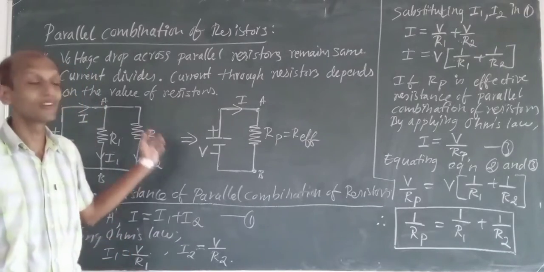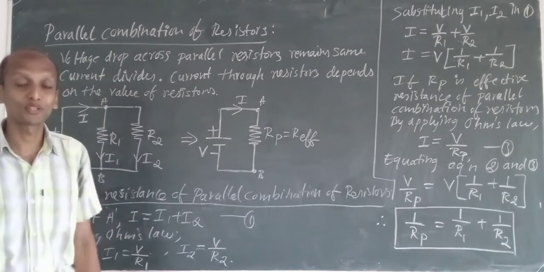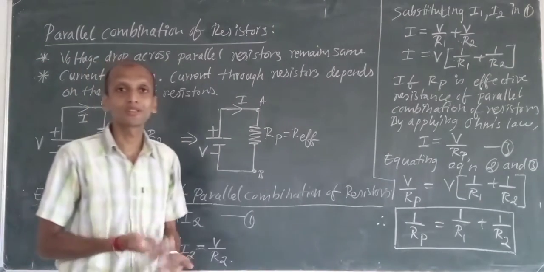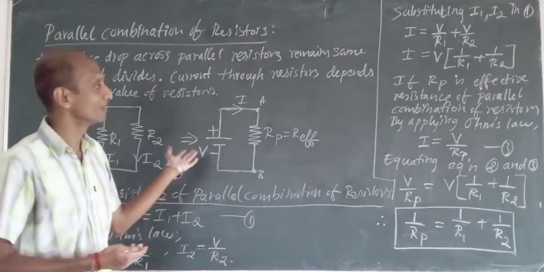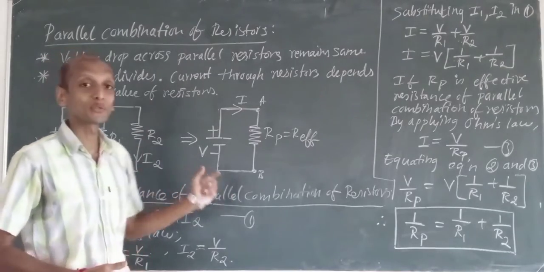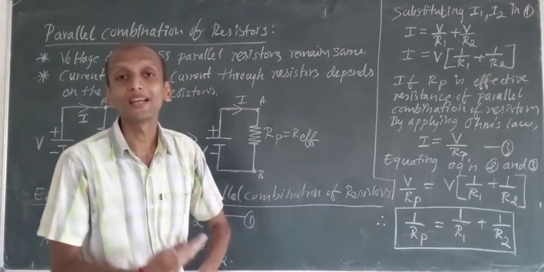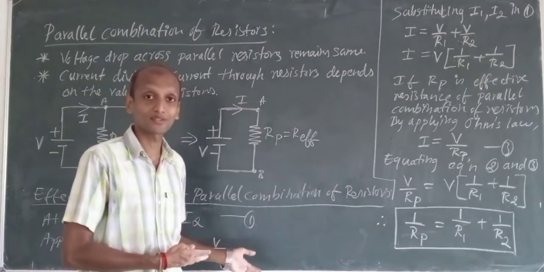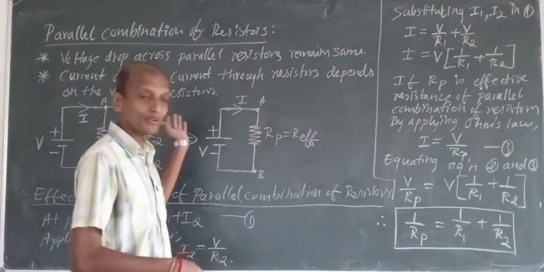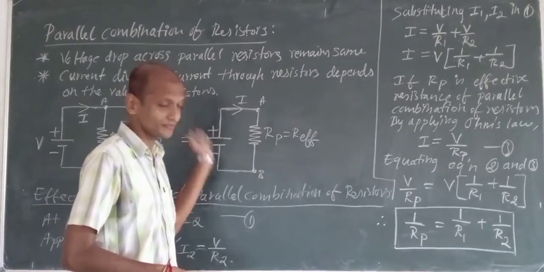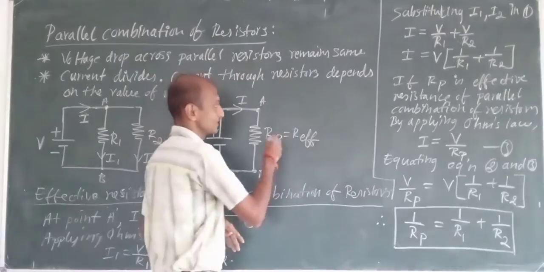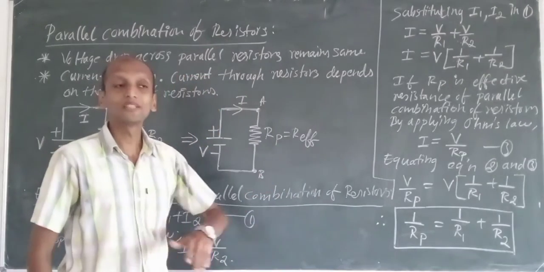Students, now we will be discussing the parallel combination of resistors. When we have two or more resistors connected in parallel, we can write the total resistance, or effective resistance. If we have to find the total or effective resistance, we have to go for this simplification.